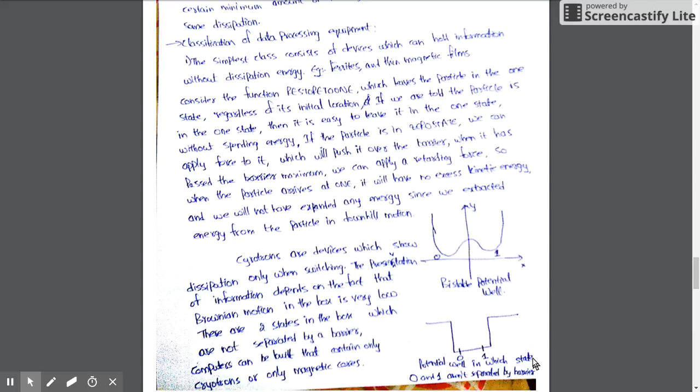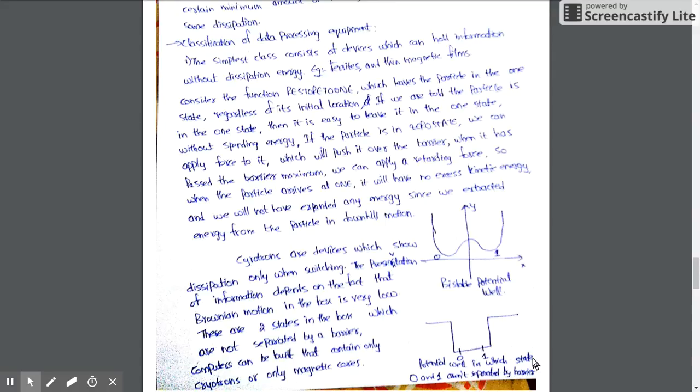Consider the function restore to 1, which leaves the particle in one state regardless of its initial location. If we are told the particle is in the one state, then it is easy to leave it in the one state without spending energy. If the particle is in some other state, then we can apply a force to it, which will push it over the barrier, and when it has passed the maximum, we can apply a retarding force. So when the particle arrives at one, it will have no excess kinetic energy.